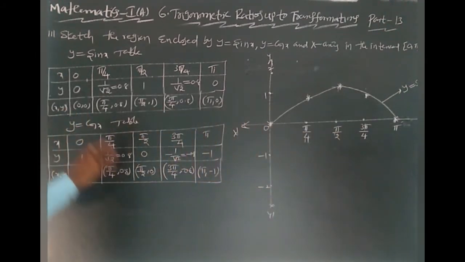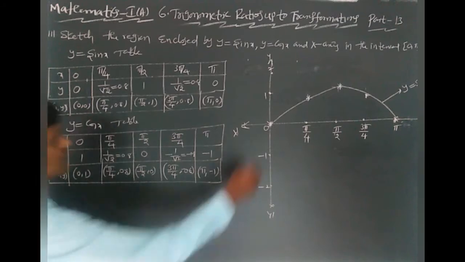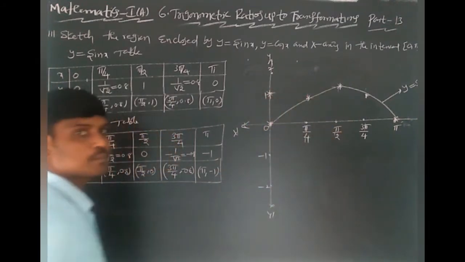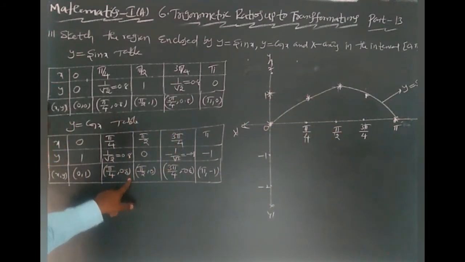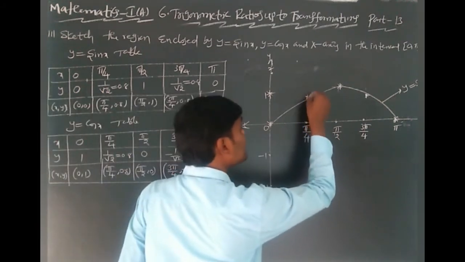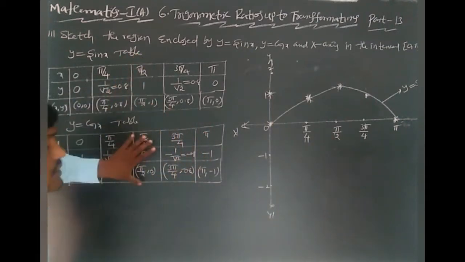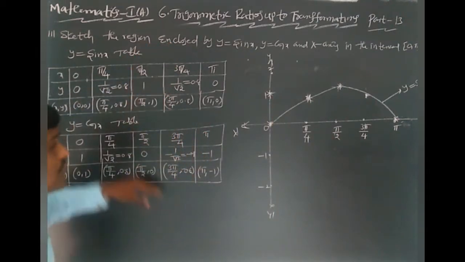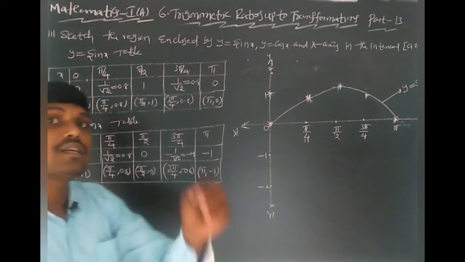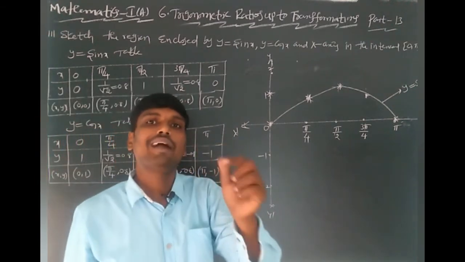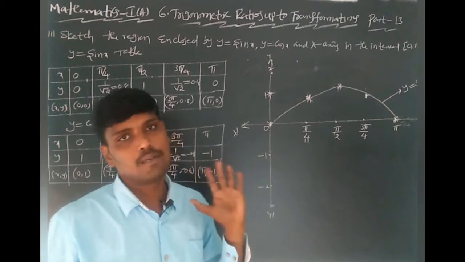After that, you go to cos x. 0 comma 1. This is the point 0 comma 1. Pi by 4 comma 0.8. Second point pi by 4 comma 0.8, this is the intersection. In these two tables, sin x and cos x, pi by 4 comma 0.8 is a common point. That common point is called the intersection point.